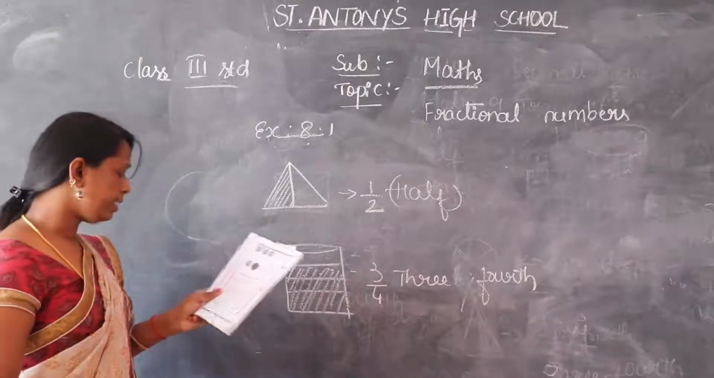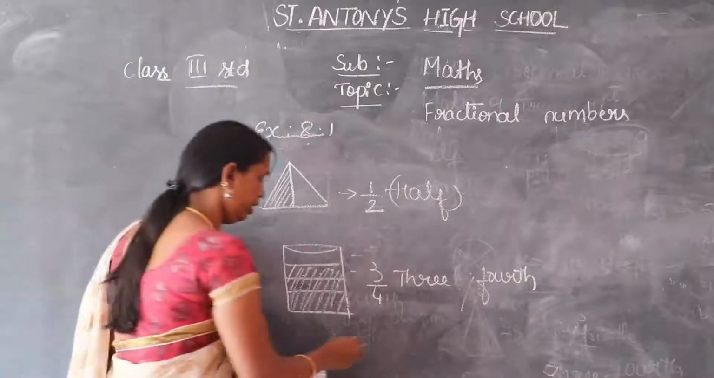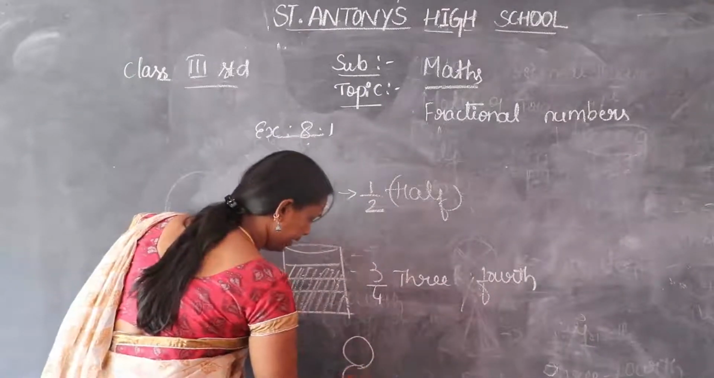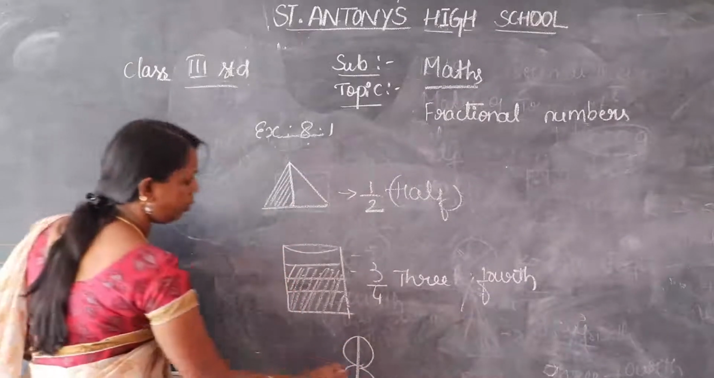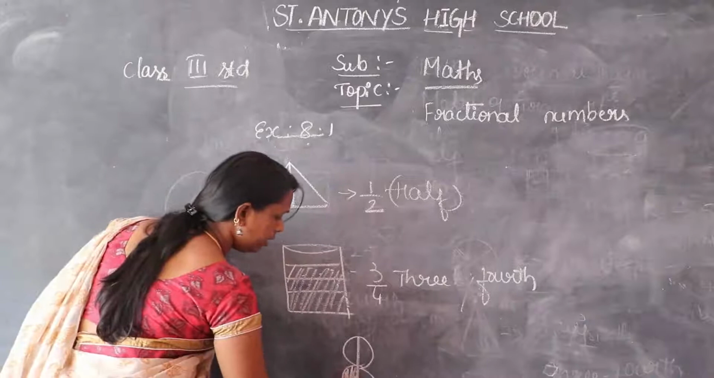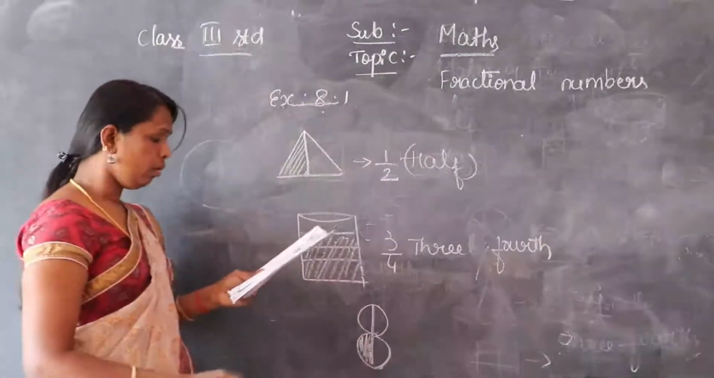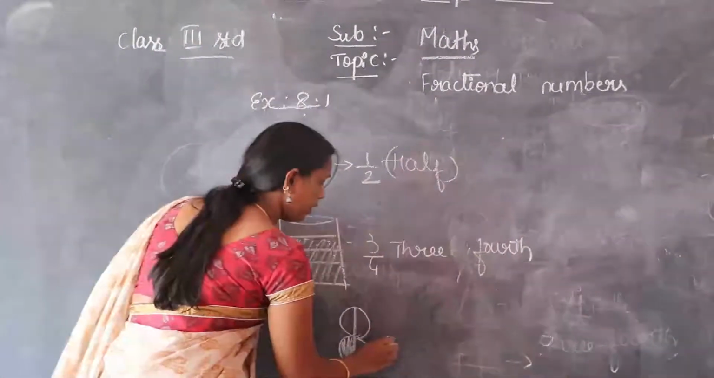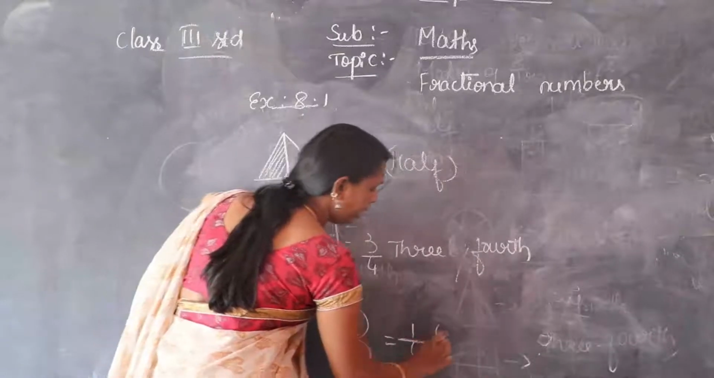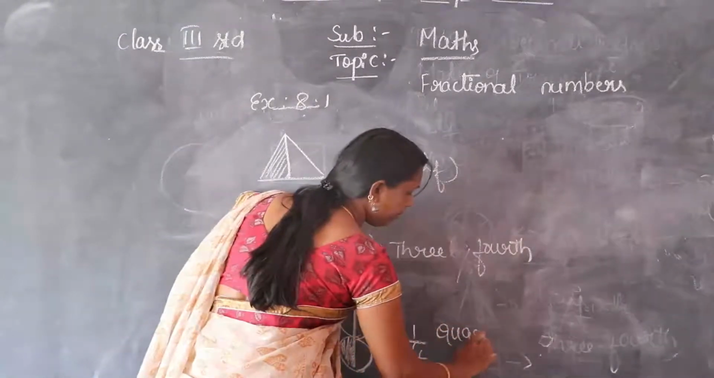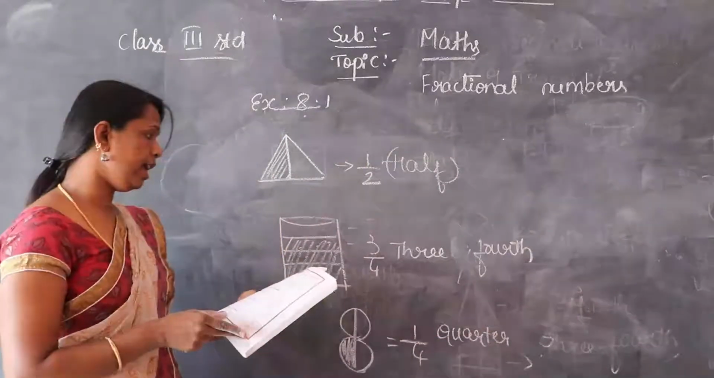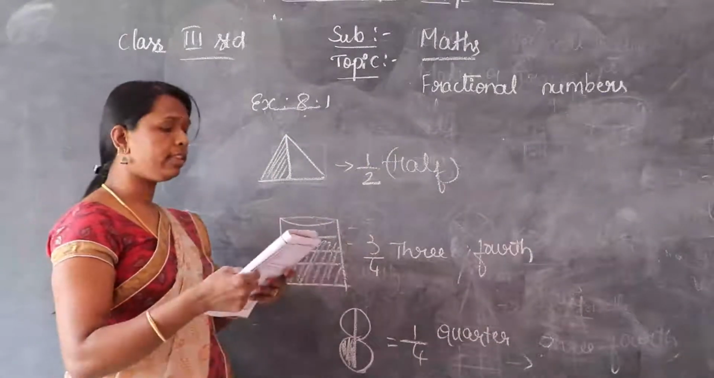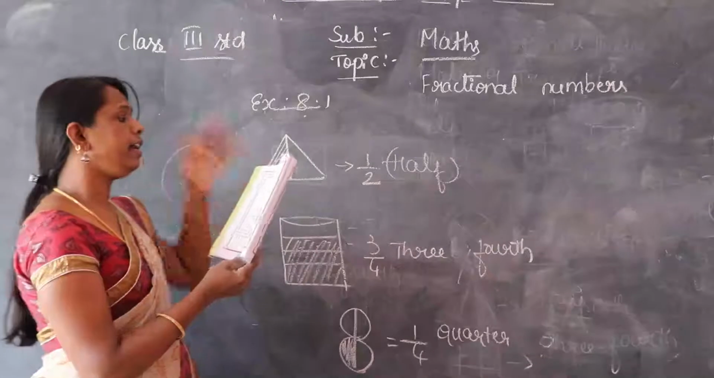And then next, color the quarter of the picture, the number 8. So number 8, you have to color only one part. So write it as 1 by 4. 1 by 4. What's called as 1 by 4? What's the name? Quarter. So like that you have to fill and color this one.